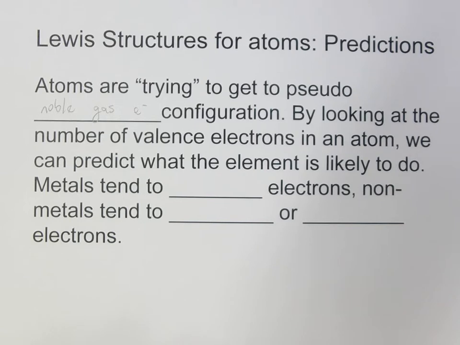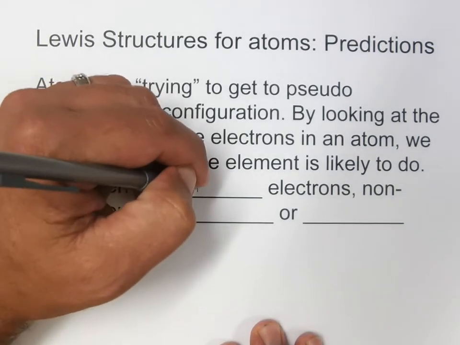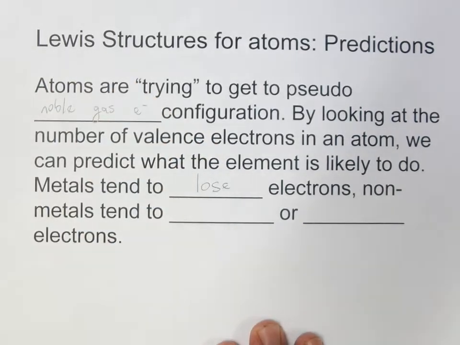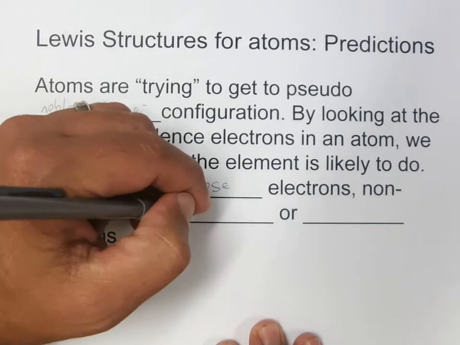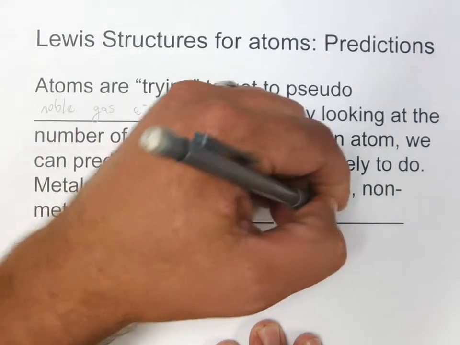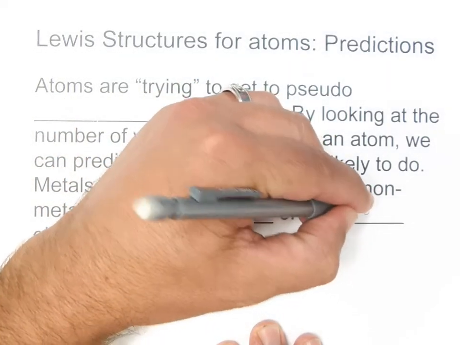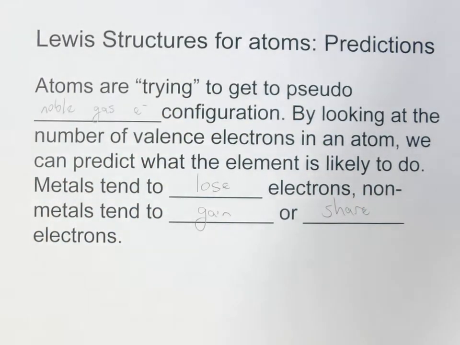So by looking at the number of valence electrons in an atom, we can try to predict what the element is likely to do. Metals tend to lose electrons. Nonmetals tend to gain or share electrons in some sense, because they want to get the same number of electrons in their environment that a noble gas has in its environment.